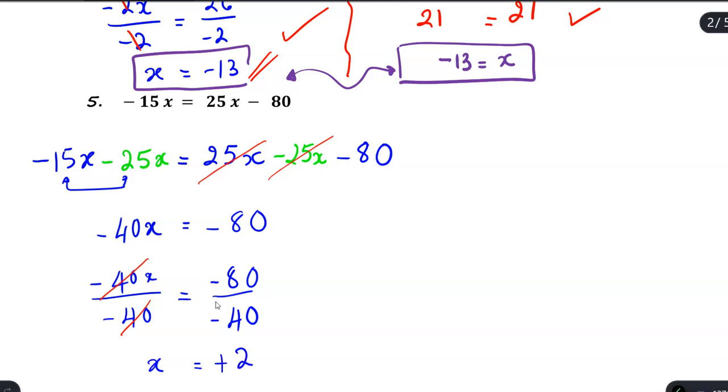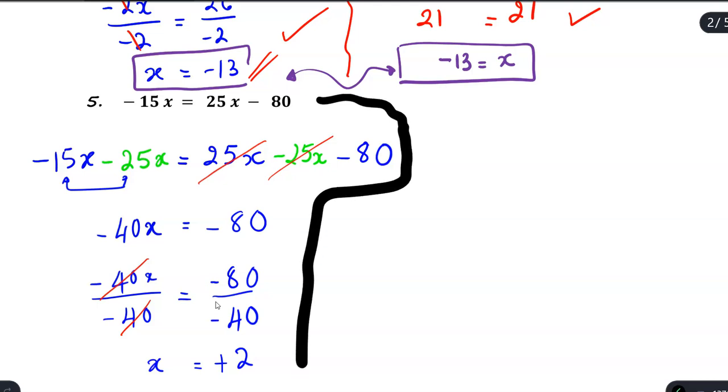Okay. So now we can check, right? We can check our solution to see what happened. So we will say the right hand side equal to the left hand side. So I'm going to write that I'm going to check the solution. Okay, right hand side, is it equal to the left hand side?